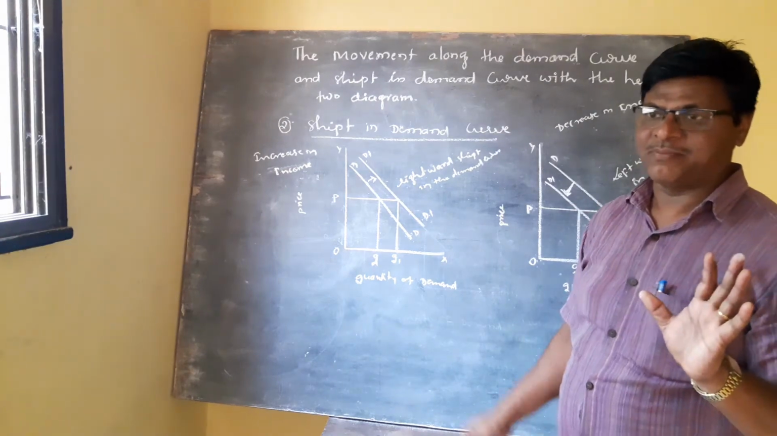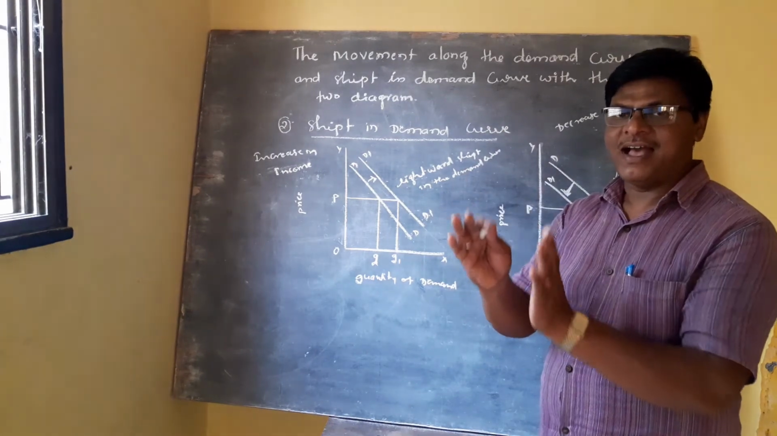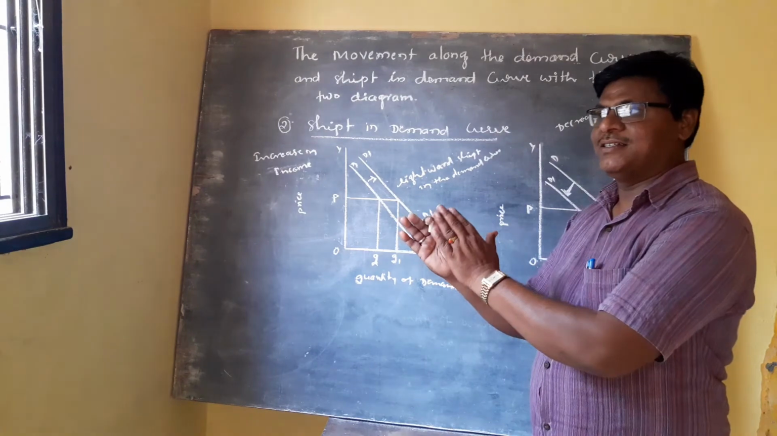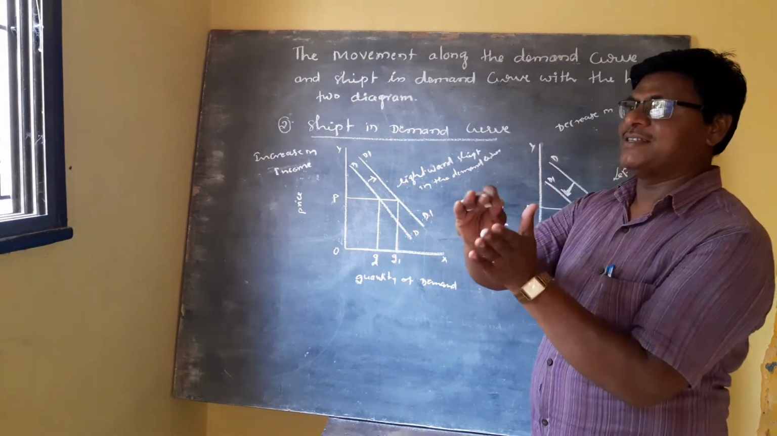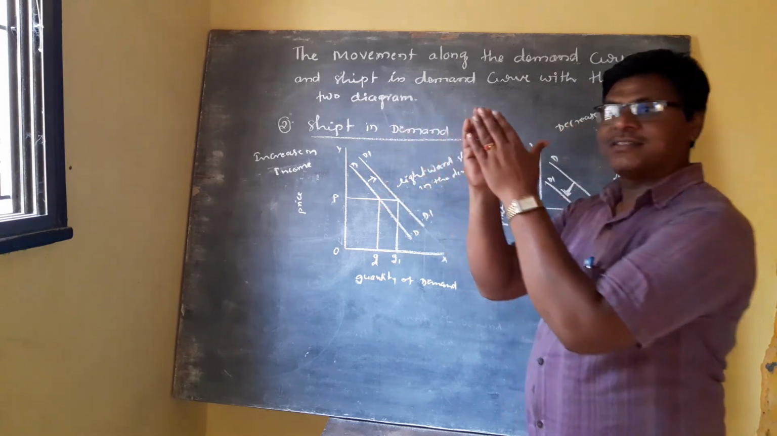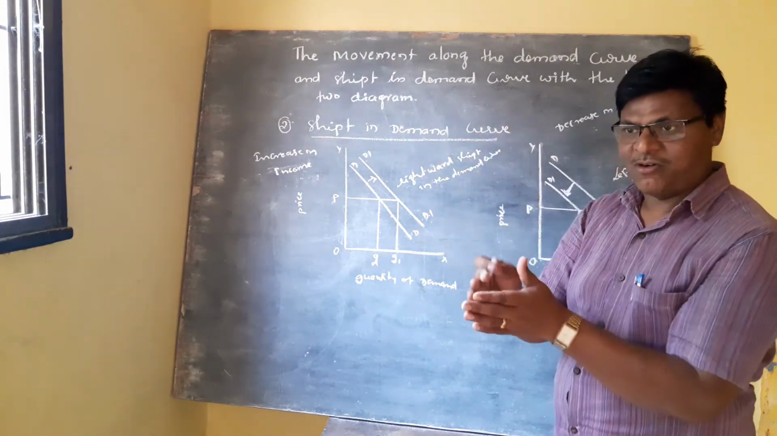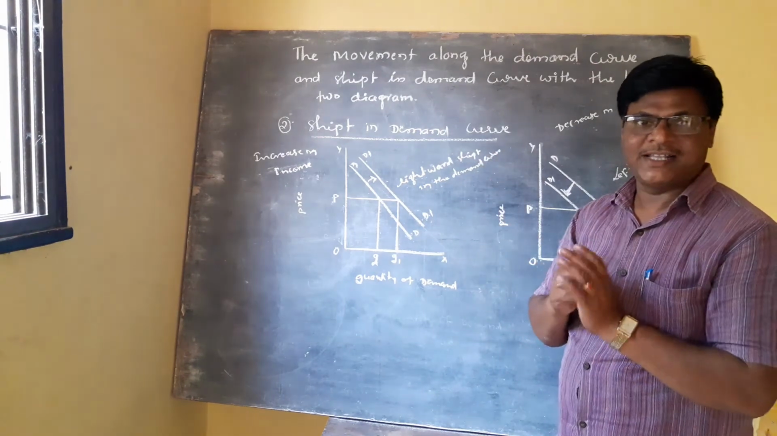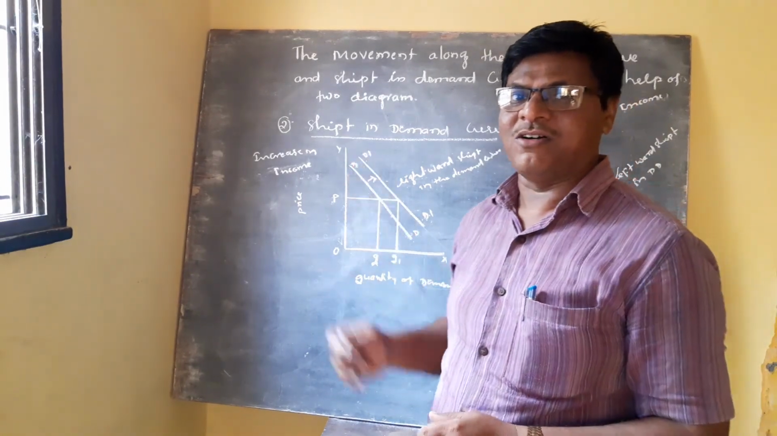Except for price, but price is constant. Only a change in income leads to a change in demand. Rise in income, rise in demand, it shifts rightwards. And decrease in income, decrease in demand, and the demand curve shifts rightwards to leftwards. It is called a shift in demand. It is a shift in demand.